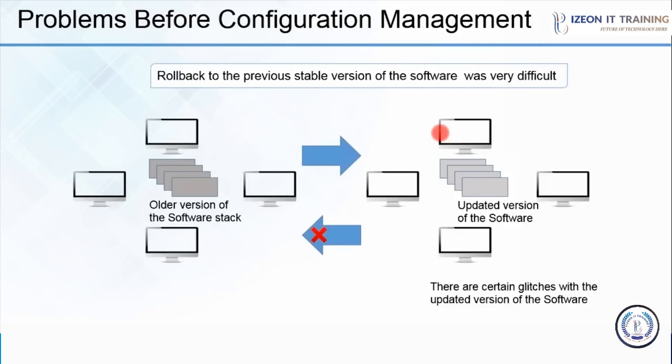But now what happens, that updated version of the software has certain glitches. Your company wants to roll back to the previous version of the software, which is MongoDB in this case. So you want to go back to the previous version. Now how will you do that? Remember, you have not kept the historical record of MongoDB during the updating. I mean, you have updated MongoDB manually on all the nodes. You don't have the record of the previous version of MongoDB. So you need to go and manually reinstall MongoDB on all the nodes. So rollback was a very painful task. I mean, it used to take a lot of time.